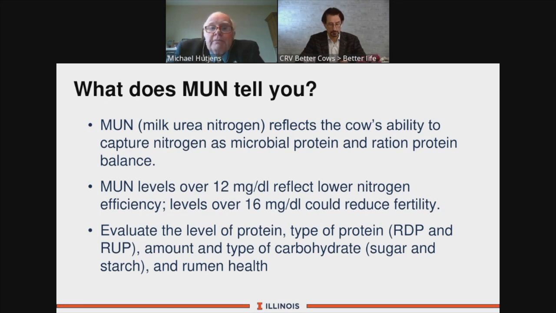I know in Europe sometimes you express that as millimolar, so just be keenly aware that number will be about twice this value here if you're using milliequivalents instead of milligrams. And of course, all that is going to run basically on the level of protein, the type of proteins you're feeding. Carbohydrates become a big factor. There's a whole discussion on milk urea nitrogen, but another wonderful tool, much like feed efficiency.